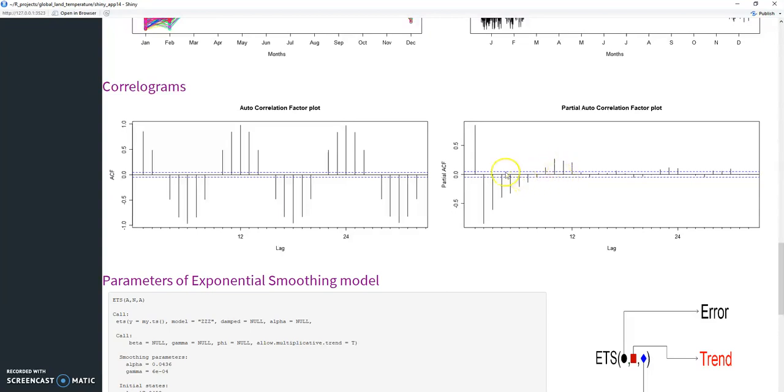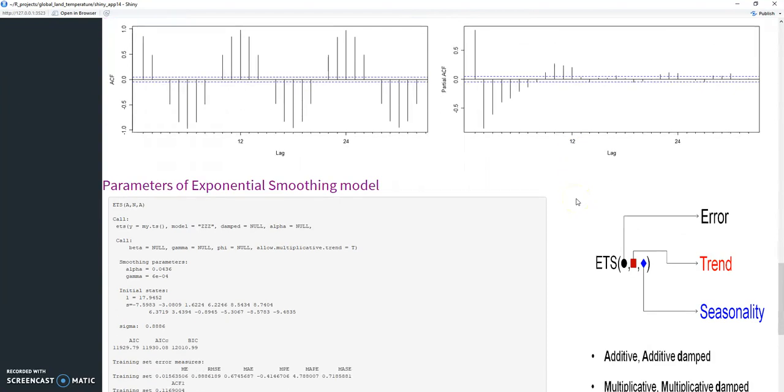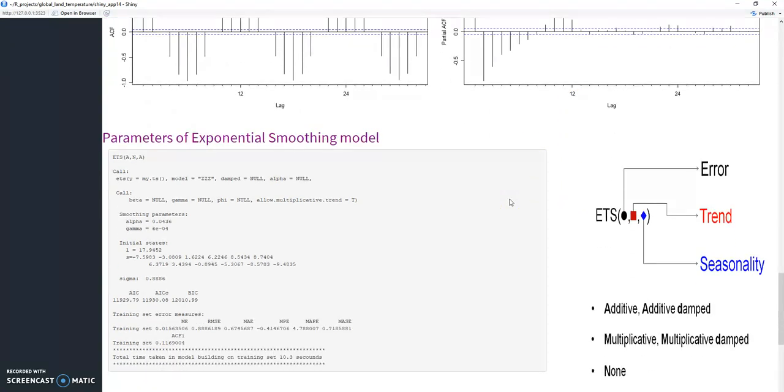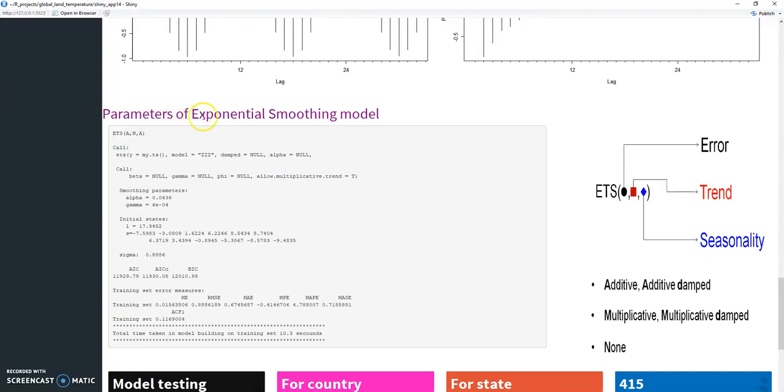So what we can see over here is that the lag temperature has a dampening effect on the present temperature, and this is one of the reasons why we will be using an exponential smoothing time series modeling to do it. Now let us look at the parameters of the exponential smoothing model.